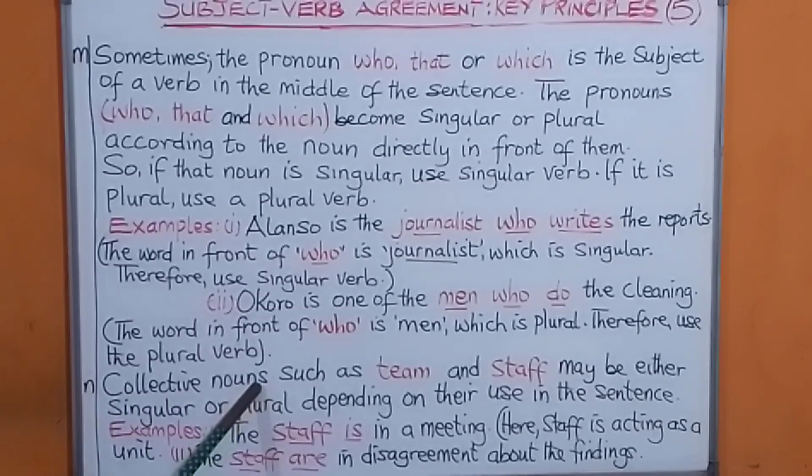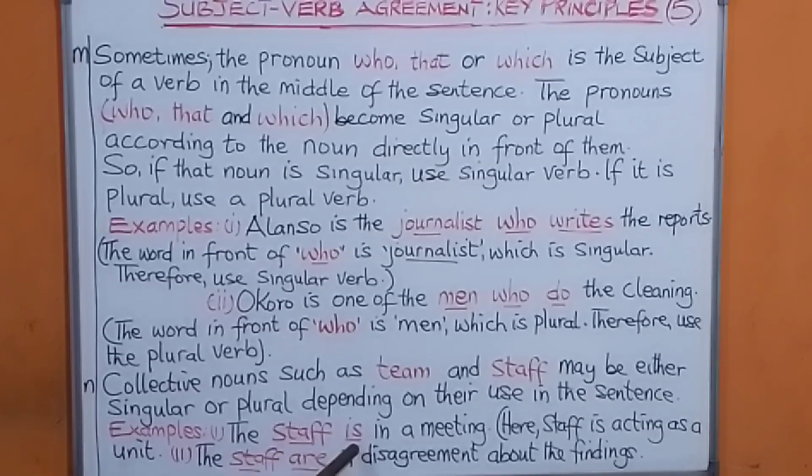Collective nouns, such as team, staff, may be either singular or plural depending on their use in the sentence. Collective nouns, such as team, staff, may be either singular or plural depending on their use in the sentence. Let's look at some examples.